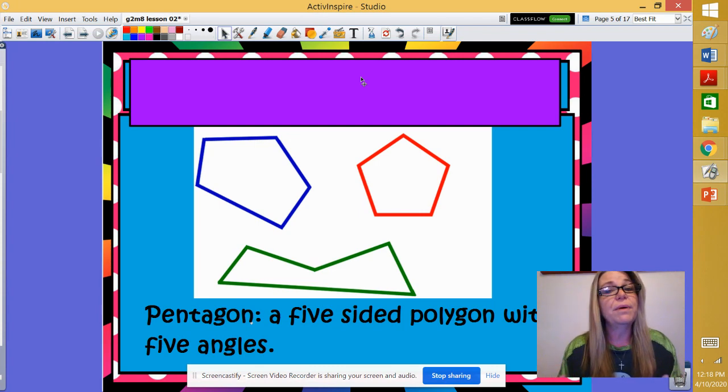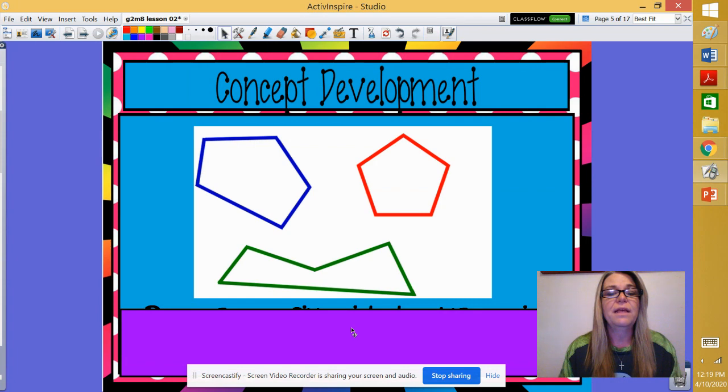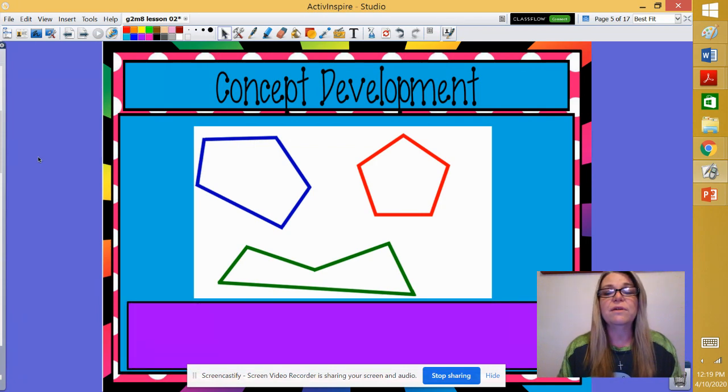Don't forget, polygons have straight sides, no gaps. They have to be closed. Okay? So we have talked about tricycle, not tricycle, triangle. A tricycle has how many wheels though?